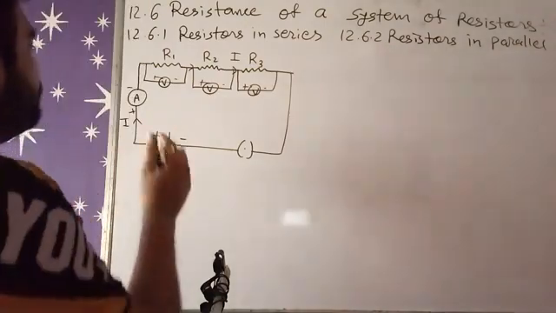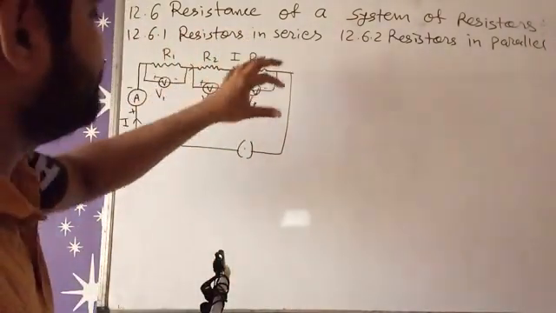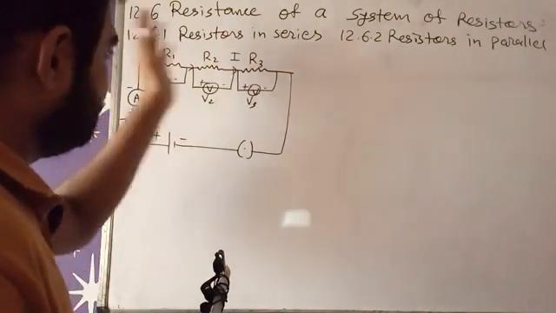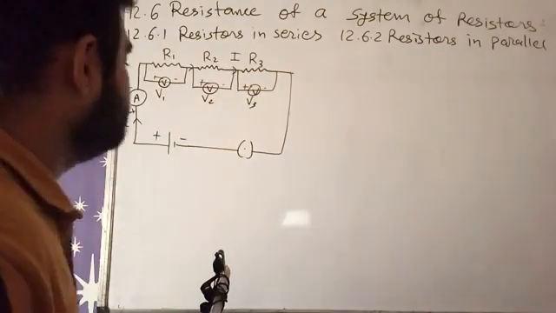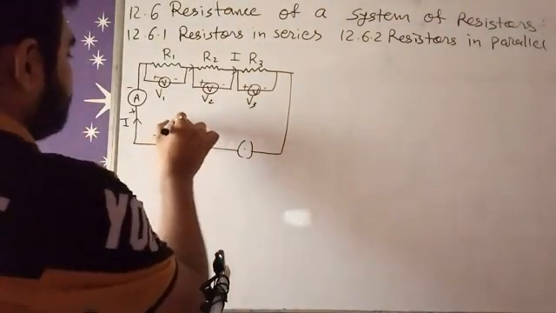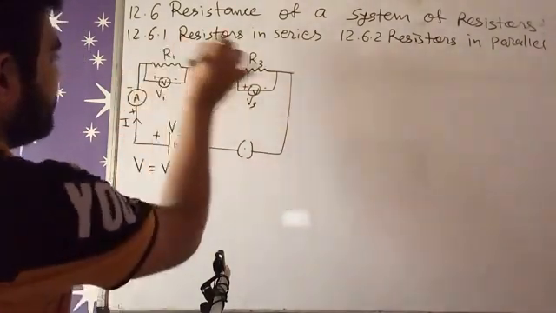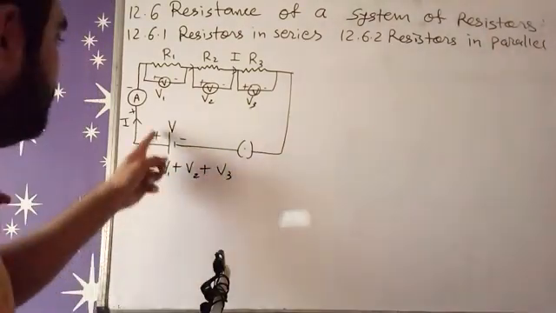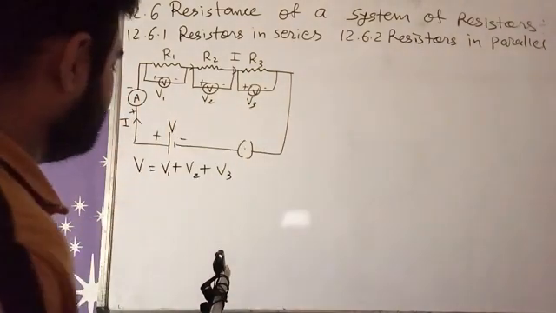Now here the voltages are V1, V2 and V3. Because of the series connection we have different voltages. Why? Because we have different resistances. In series connection, voltages are always different, not a single value. Now the total voltage of the circuit starts from the battery voltage. So battery voltage V will be divided into these three voltages V1, V2 and V3.